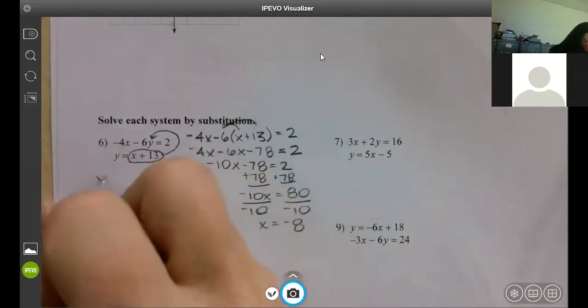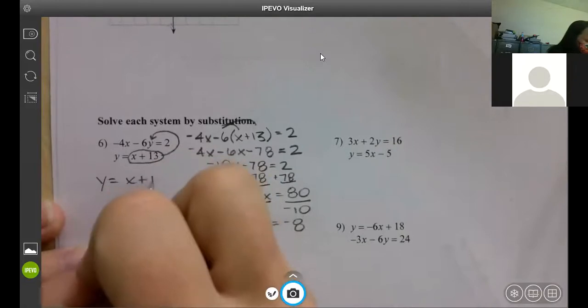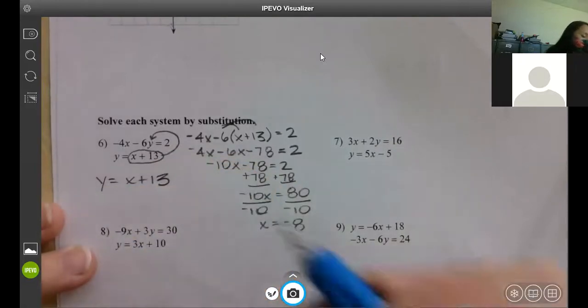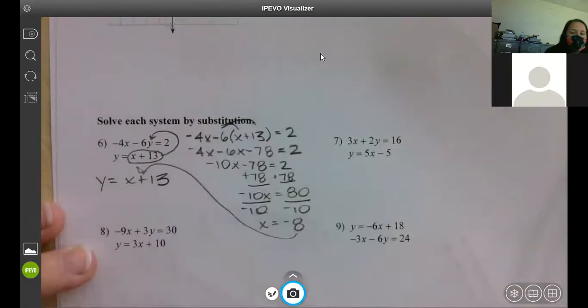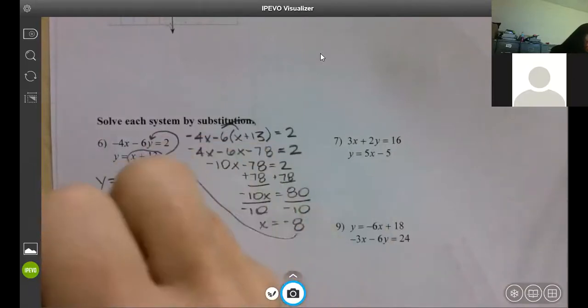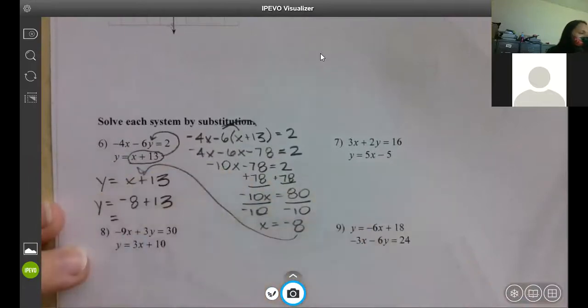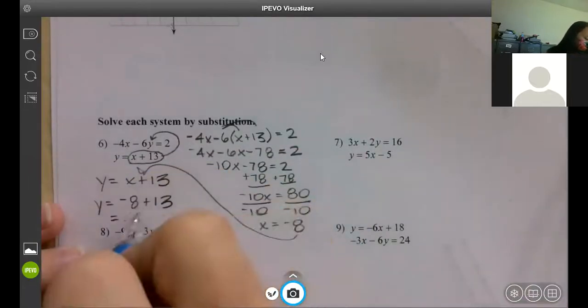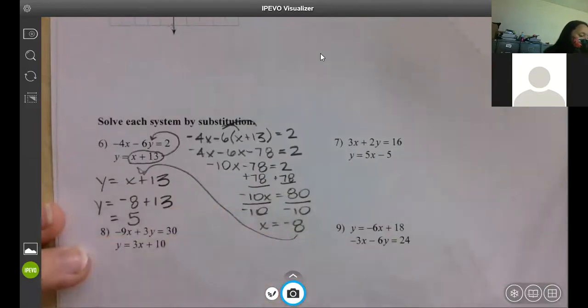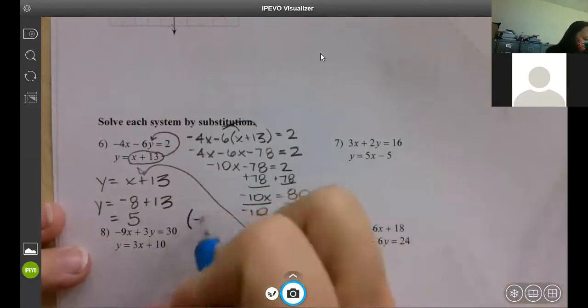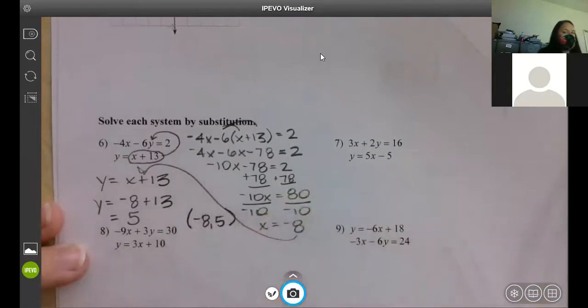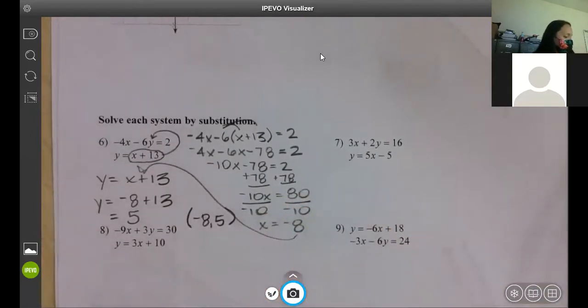So find your easiest equation, which is probably the bottom one. And we're going to put that x in up here. So y equals, our x is -8 plus 13. -8 plus 13 is? 5. What is your coordinate answer? That's the multiple choice answer that you're going to see. -8, 5. All right. Y'all good?